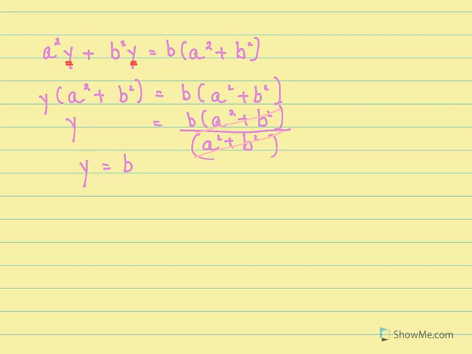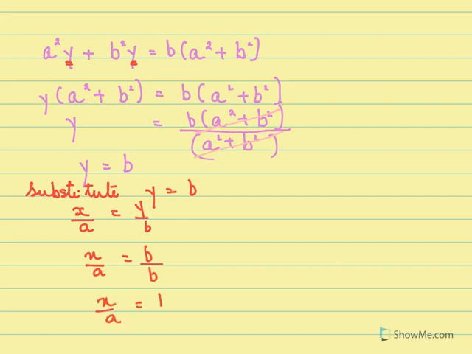Now to find x, all I need to do is substitute y equal to b in the first equation, that was x over a equal to y over b. So x over a. Now for y I'm going to put b, because y equal to b over b. So x over a equal to 1. So I'll have x equal to a. So my answer: y equal to b, x equal to a.